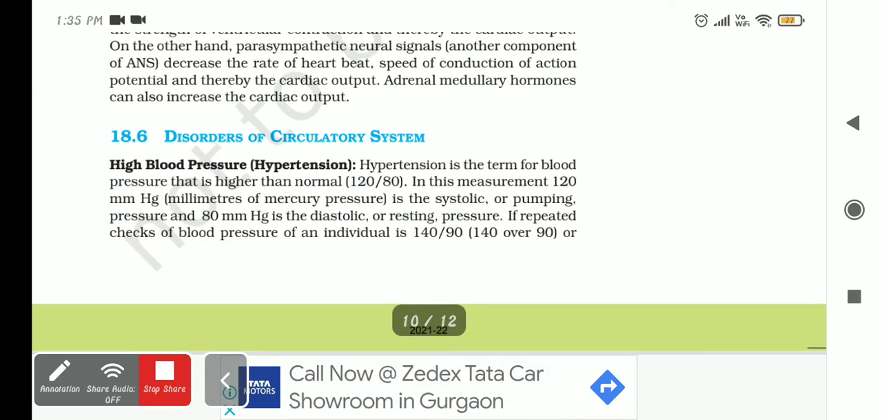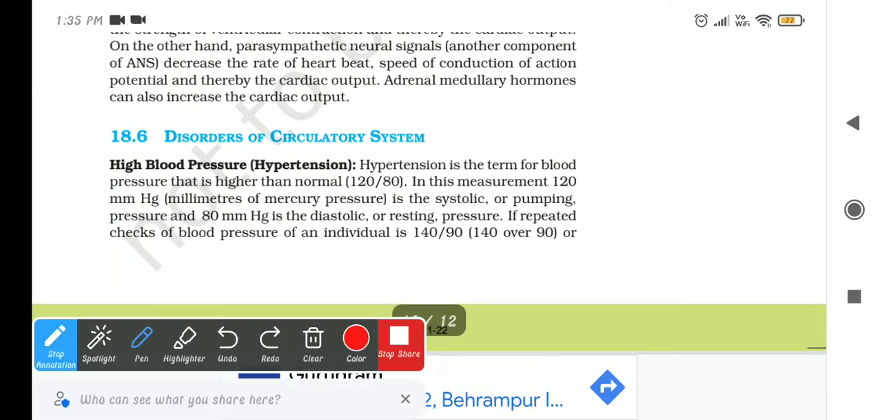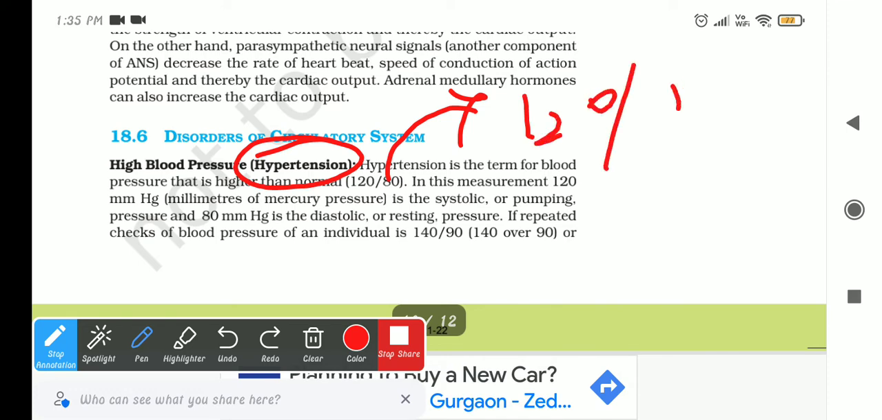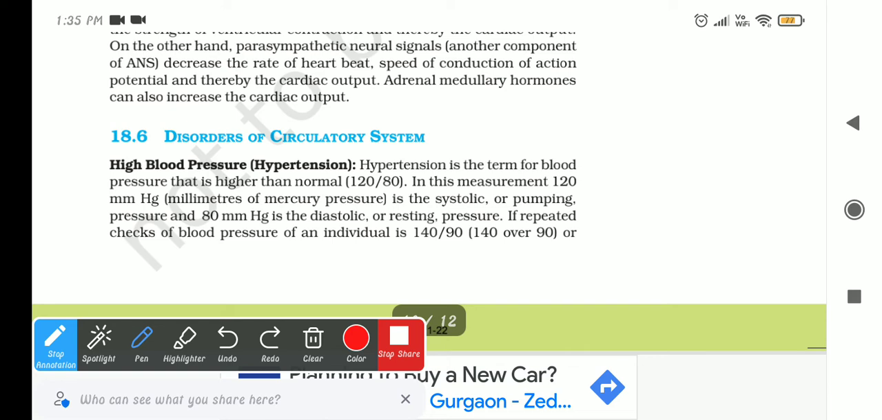Disorders of the circulatory system. What are the disorders? First one is high blood pressure, which is called hypertension. Hypertension is a term for blood pressure that is higher than the normal. The normal is 120/80. In this measurement, 120 mmHg, millimeters of mercury, is the systolic or pumping pressure, and 80 mmHg is the diastolic or the resting pressure.